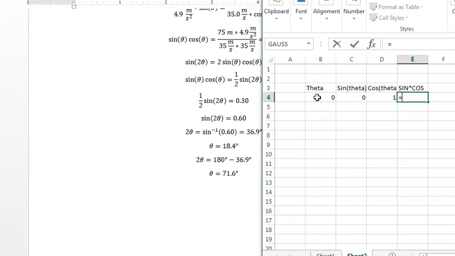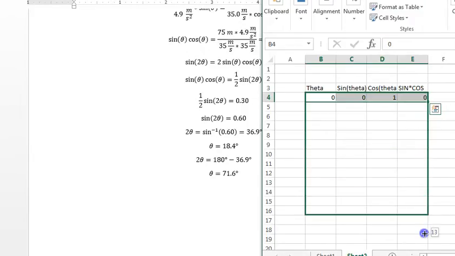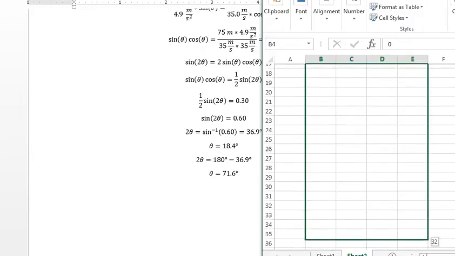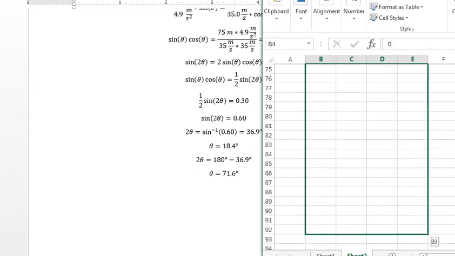And then this is just the result of the sine times the result of the cosine. Now, I'm going to grab the corner and start dragging it down. Over here on the lower right hand side of where I'm dragging, it's got a number. That's the number of rows I've been dragging for. And I want to go to 90 because I got 1 degree. There we go. I want to go to 90.